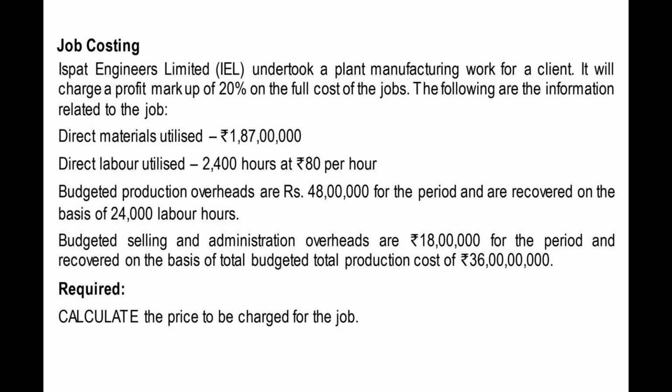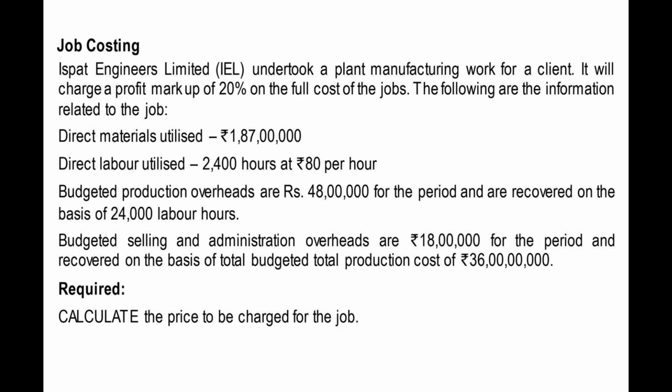Under this method of costing, the company usually charges a profit after arriving at a full cost. Full cost is nothing but the direct material, direct labor, and all production and administration overhead incurred for making this particular job. Then on that, the company will charge 20% profit. The resulting figure is called the selling price for the job.